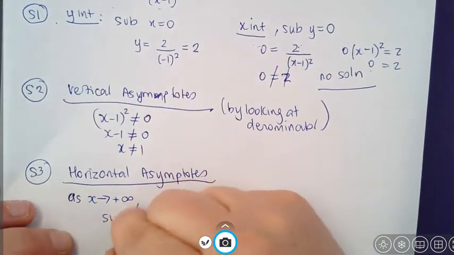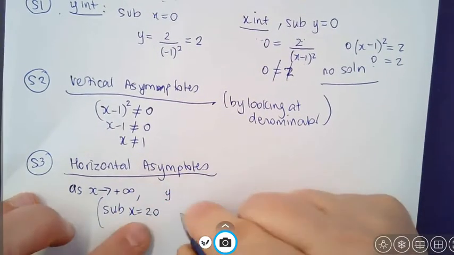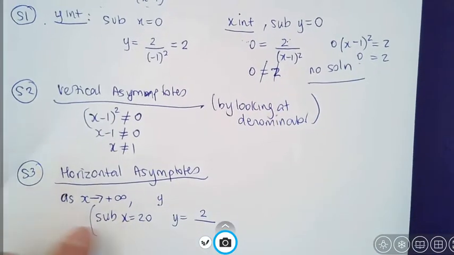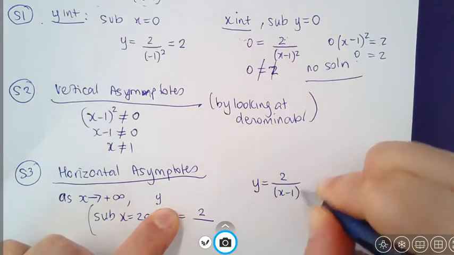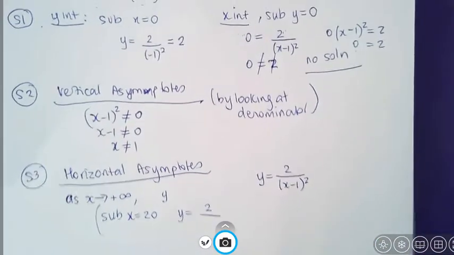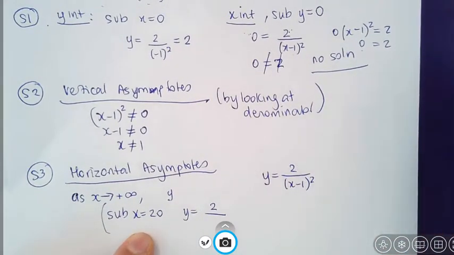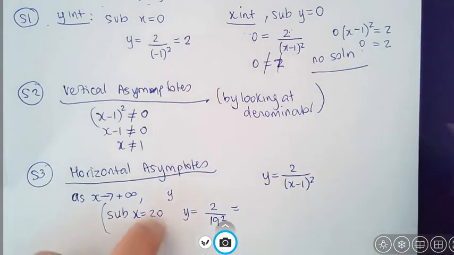So let's just say sub x is 20 or 10 or something. If you sub x is 20, you get y is 2 over, so here's my equation, y is 2 over x minus 1 squared. If x was 20, wouldn't you get 2 over 19 squared? What's that? I need an answer. Is it small? It's tiny. It's 0.0 something. What do you get?